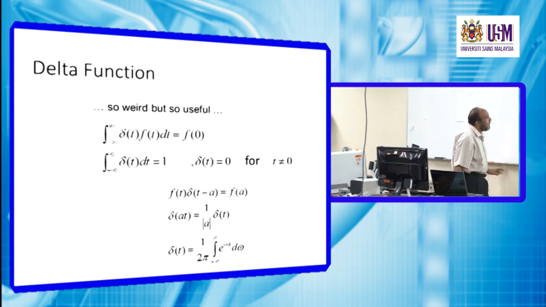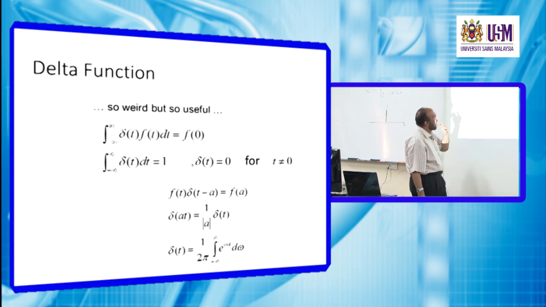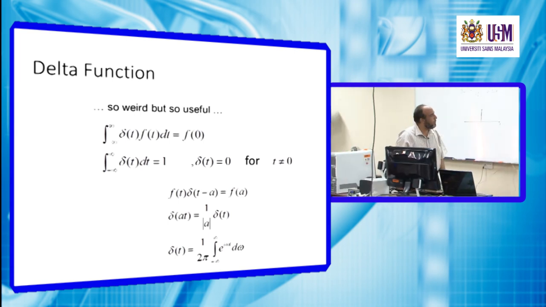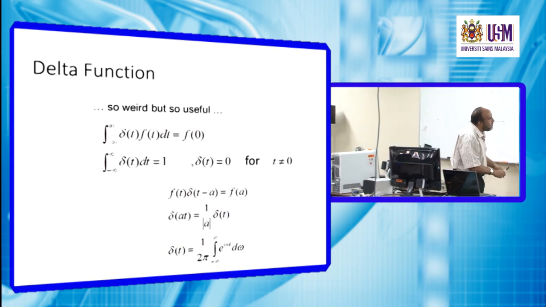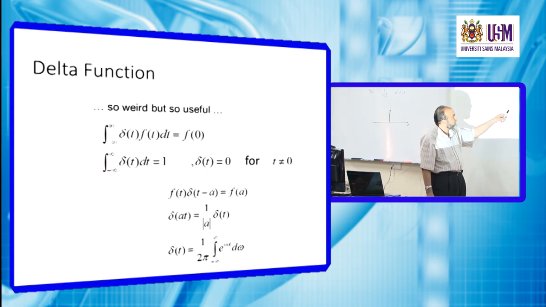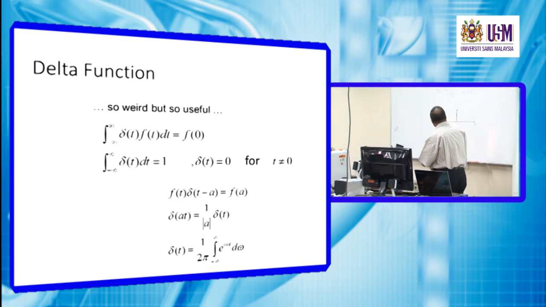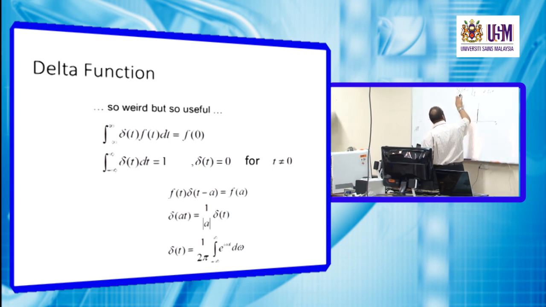The integration of delta t dt equals 1. Delta t equals 0 for any t not equal 0. Okay? We have this important property: f of t times delta of t minus a equals f of a. When you write this t minus a, the point is shifted to point a. You are shifting the point where delta equals 1 to the point a, because our objective is that the argument of the function should equal 0. So t minus a equals 0, which means t equals a.